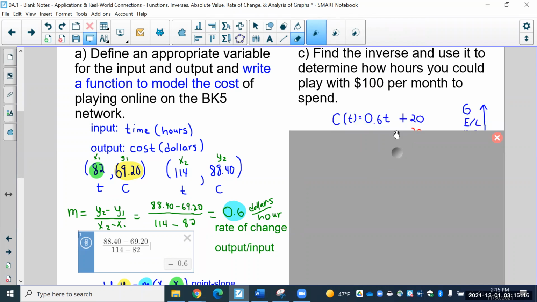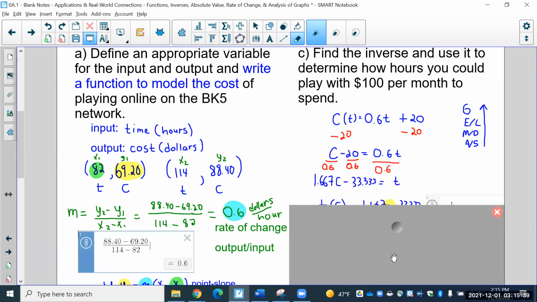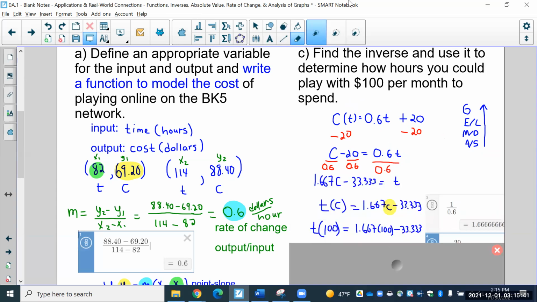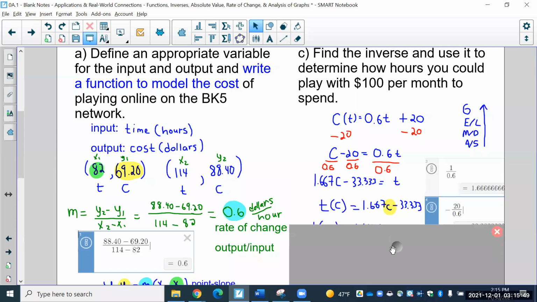So when you solve this problem for the inverse, you don't want to switch C and T, you just want to solve for T. And that's going to involve reversing the order of operations. So you start at the bottom of the order of operations and you're going to add or subtract. Then you're going to divide by 0.6, but you want to make sure you know the rate of change of the inverse and the Y-intercept. So you're going to want to divide each piece and simplify that on a calculator. You can see that 1 divided by 0.6 is 1.6 repeating, and then negative 20 divided by 0.6 is negative 33.3. So I reduced that.